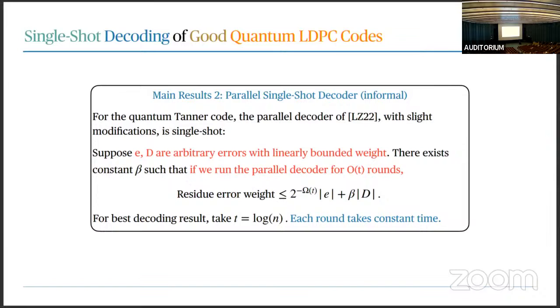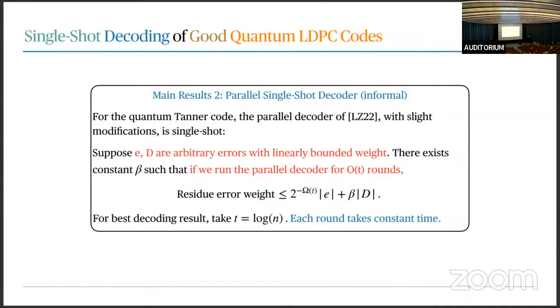If you do this parallel decoder, then it is single shot in the following sense. Suppose you have E and D, your measurement error and syndrome error as before, linearly bounded in weight. Now suppose you run the parallel decoder for O of T steps. I have not defined what steps mean, but think of it as O of T runtime that you allocate to your parallel decoder. The residual error weight has the factor of D as before, but also an exponentially decaying factor of the original error weight E.